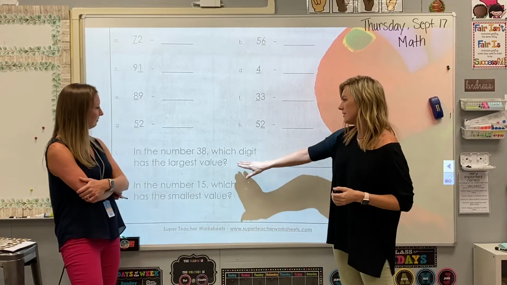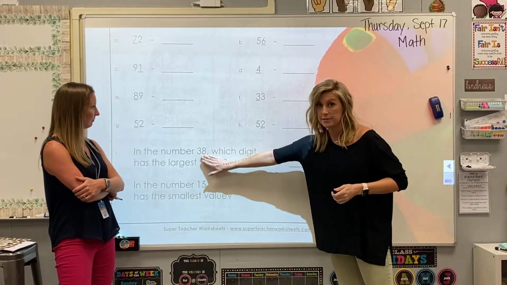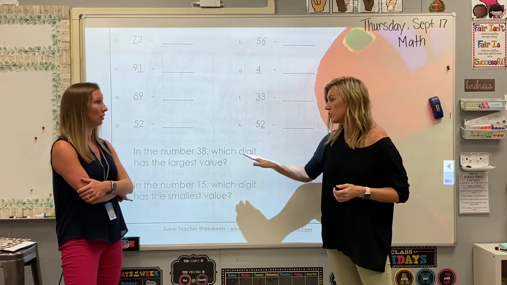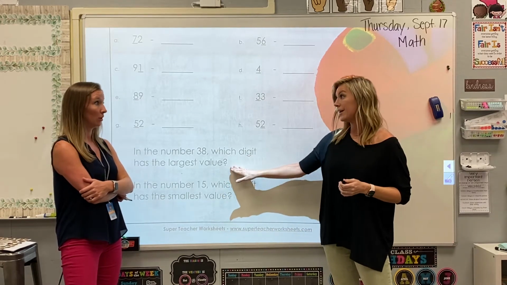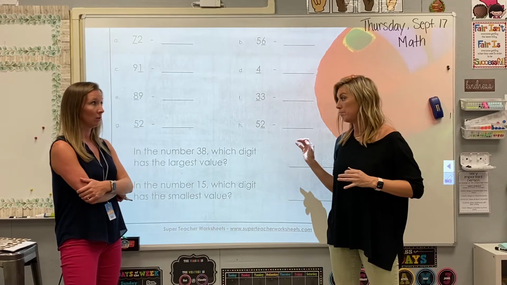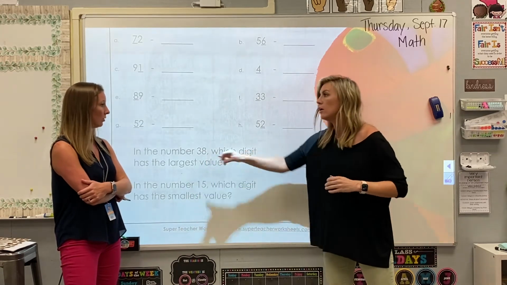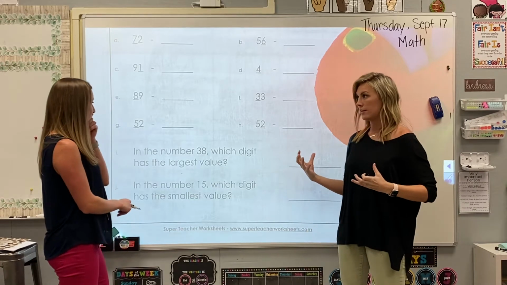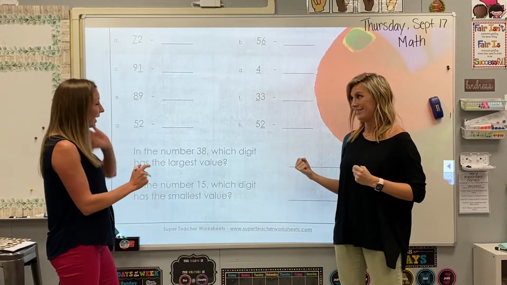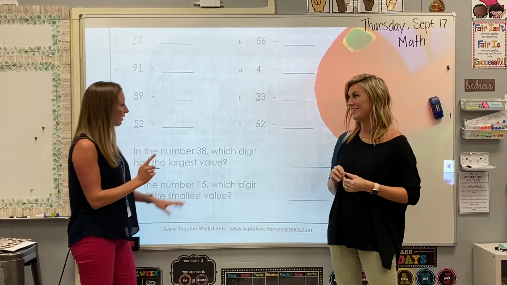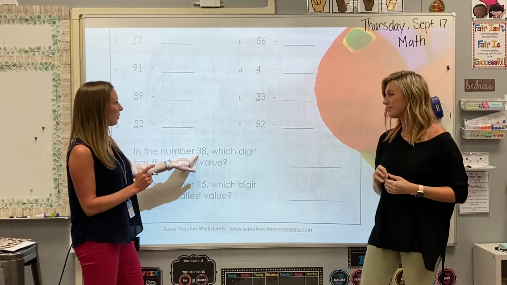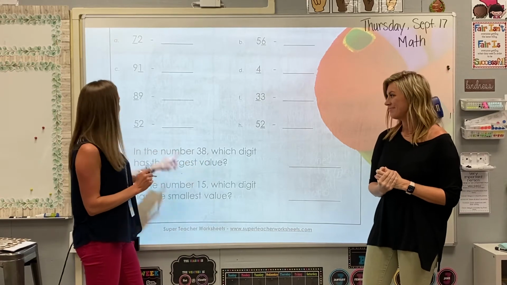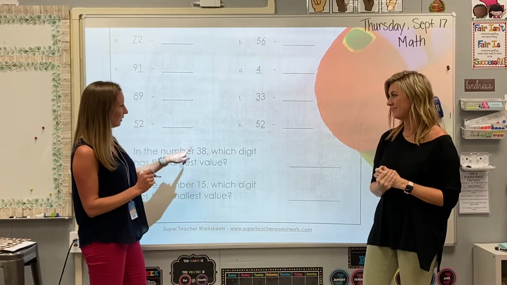This says, in the number 38, which digit has the largest value? Ooh. It's not saying which number is higher, 8 or 3. Which one has the highest value? Ooh, okay. And there's a trick to that. I think I know a way that might help. I think if we break the number up and we talk about how much each of these numbers is worth, we can figure it out. Just like what we practiced over here, but let's look at both of them.